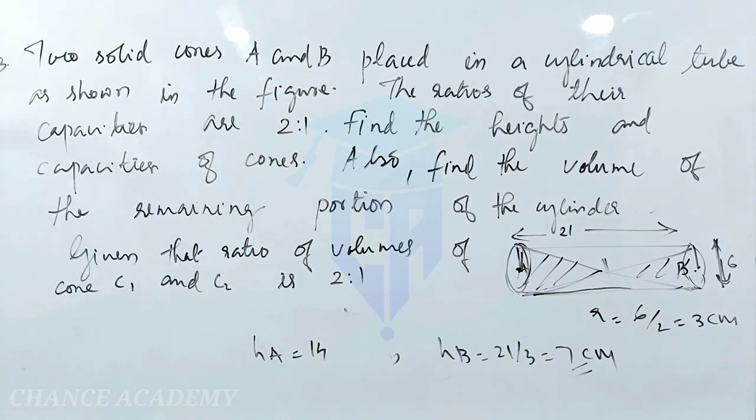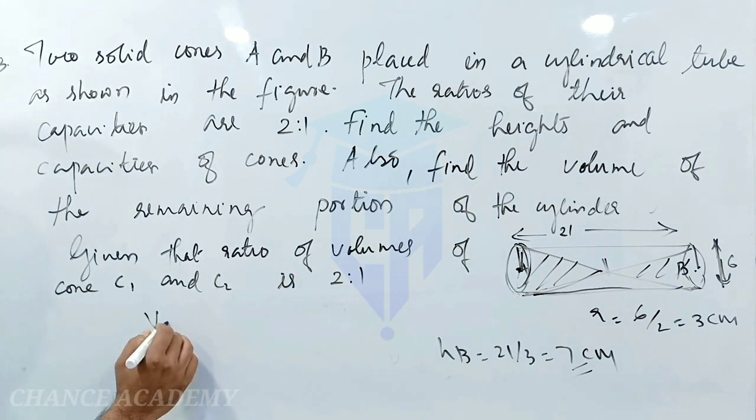Now we have the ratio of the heights and we got the actual measures of both the heights. Coming back to the question, find the heights and the capacities of the cones. We got the heights. Now we need to find the capacities based on the actual height, so directly substitute these values for finding the volume of each cone.